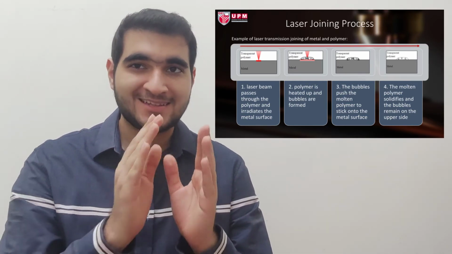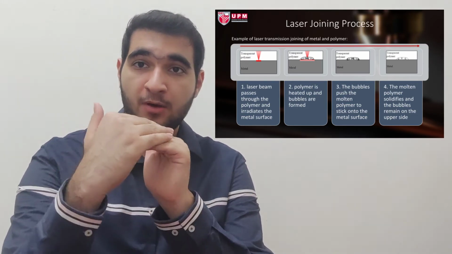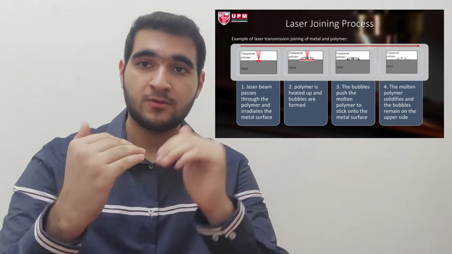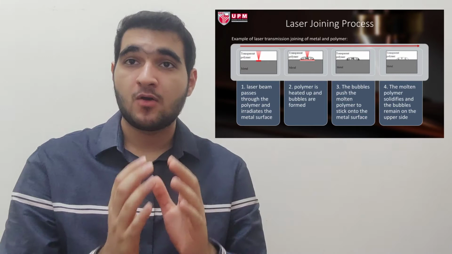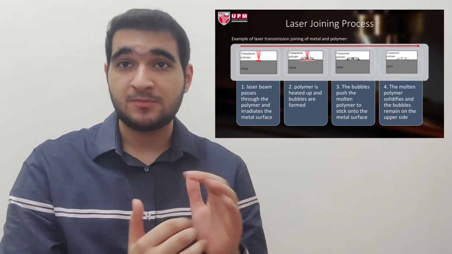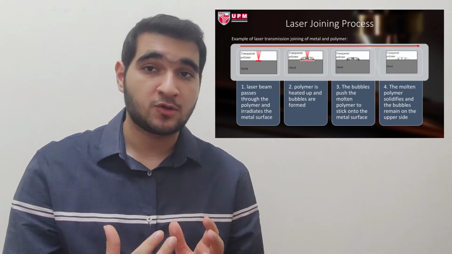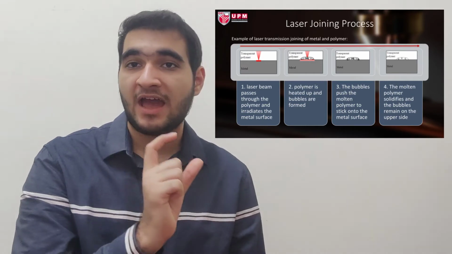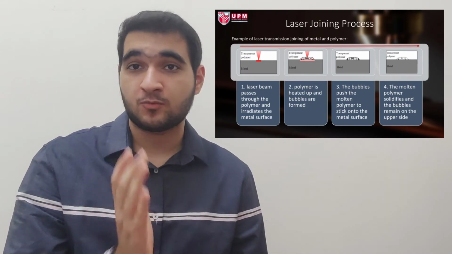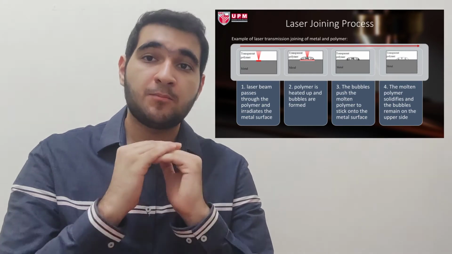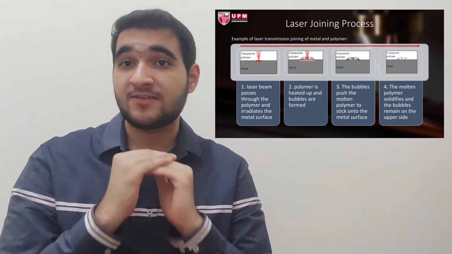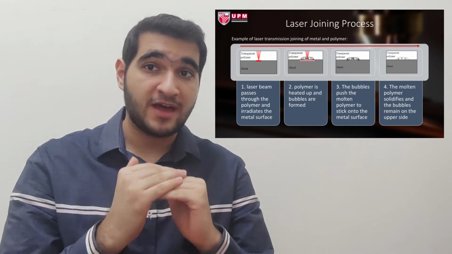At this point, we can see that the laser has turned on, and since the polymer is on the top of the metal, it will start to melt that polymer as it passes through it. Going to the second stage, the polymer is heated up and bubbles are formed. These bubbles will actually have a significant impact. Well, we'll talk about that in the third stage. While the polymer is heating up, bubbles are formed because it has reached the boiling point of that polymer.